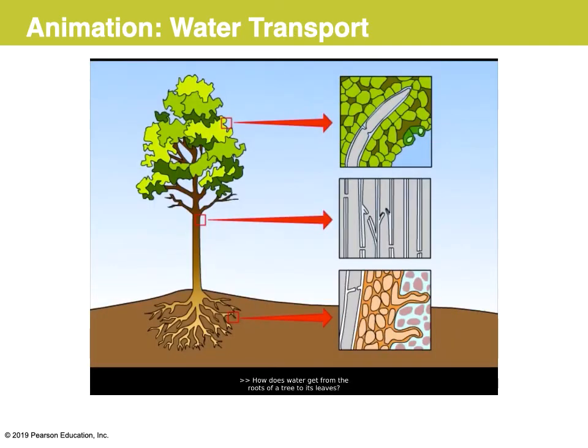How does water get from the roots of a tree to its leaves? The evaporation of water from leaves moves water molecules up from the roots. The evaporation exerts a pull that is relayed downward along a string of water molecules from leaf to root.